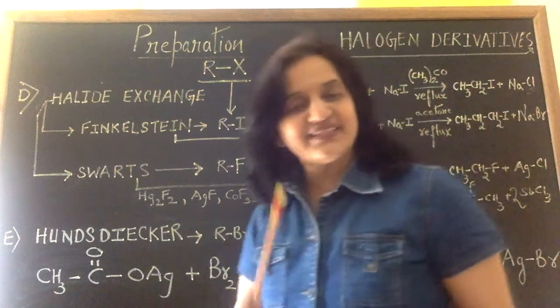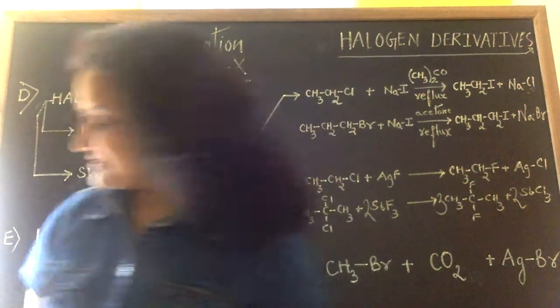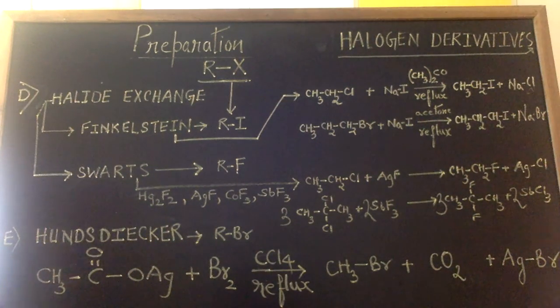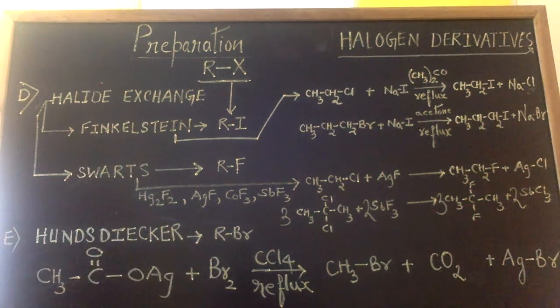The last method among the category of preparation of alkyl halides is the Hunsdiecker reaction. The Hunsdiecker reaction is particularly used to prepare alkyl bromides.